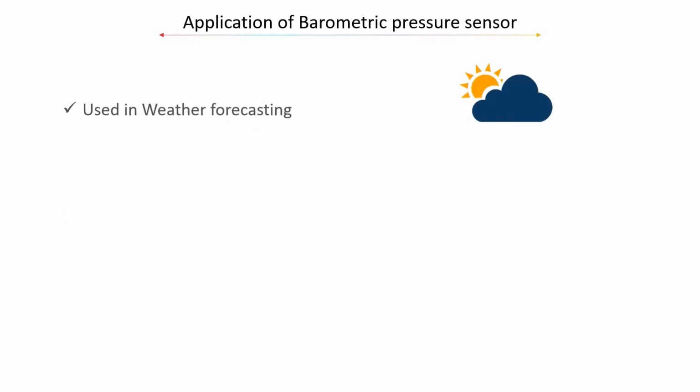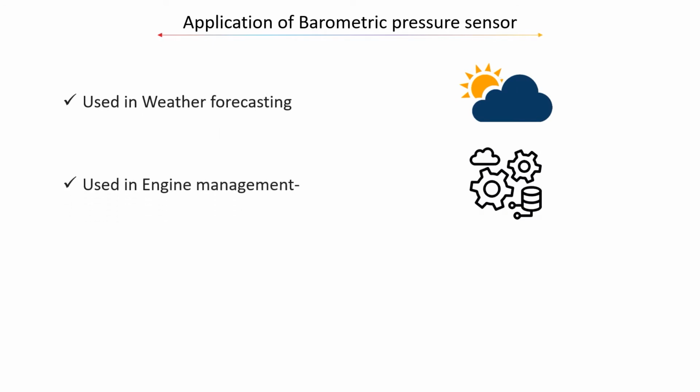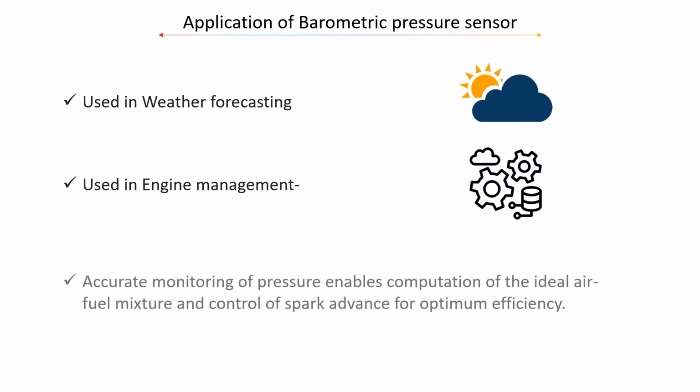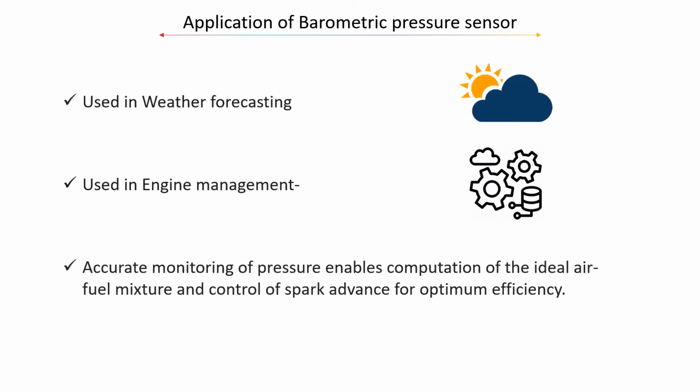Applications of this sensor: this sensor is used in weather forecasting. This sensor is also used in engine management. Accurate monitoring of pressure enables computation of the ideal air-fuel mixture and control of spark advance for optimum efficiency.